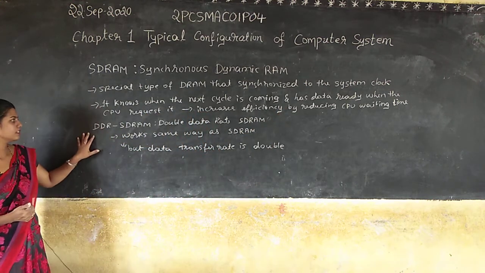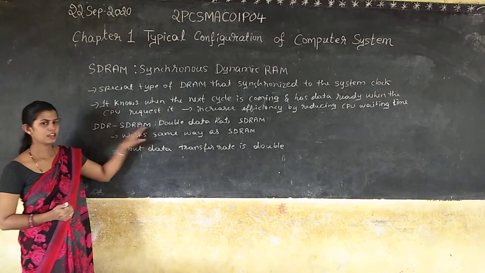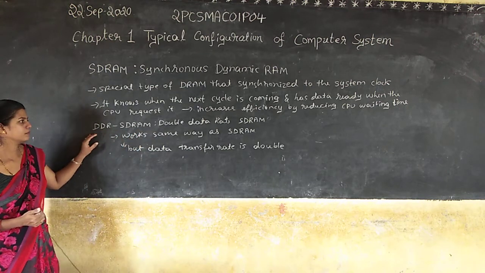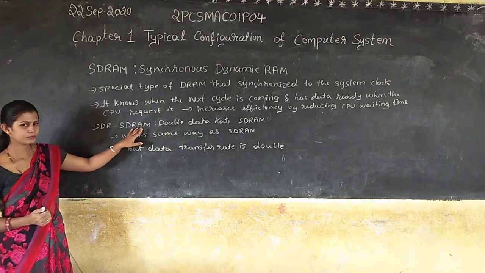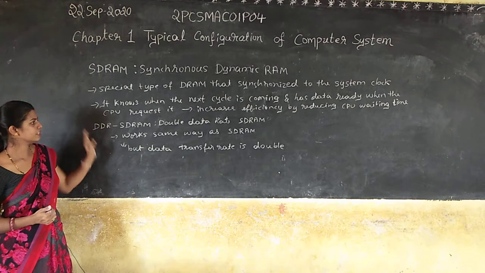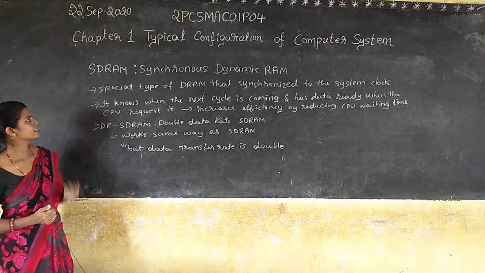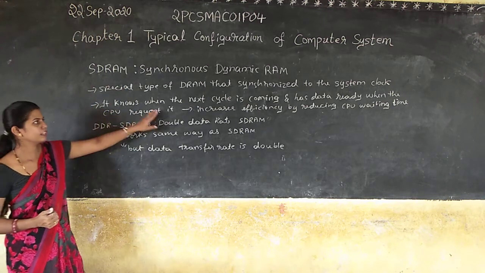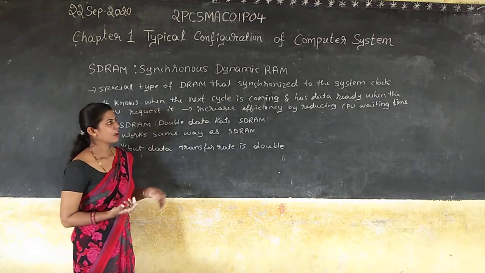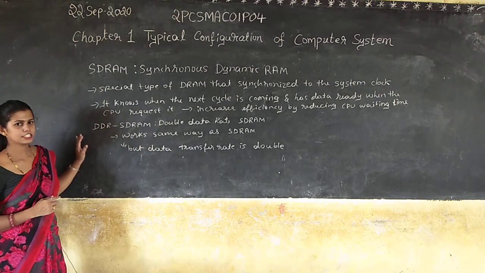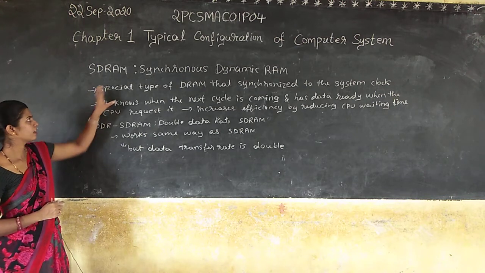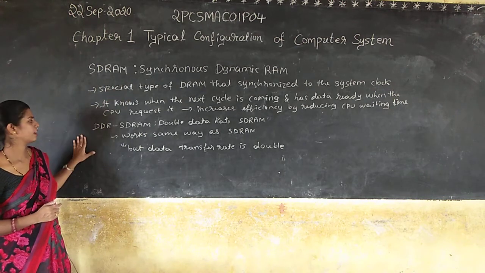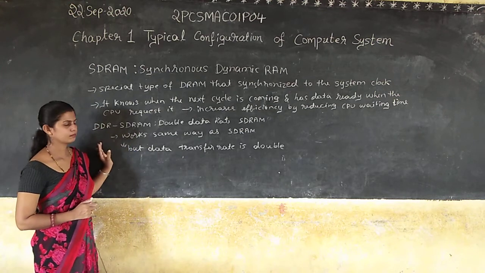And the last one is DDR-SDRAM. DDR-SDRAM is nothing but double data rate SDRAM. Here it works the same way as the SDRAM. It knows when the next cycle is coming and it has the data ready when the CPU requests for it. So same way SDRAM ಹೇಗೆ ವರ್ಕ್ ಮಾಡ್ತದೋ ಹಾಗೆ DDR-SDRAM ವರ್ಕ್ ಮಾಡ್ತದೆ.